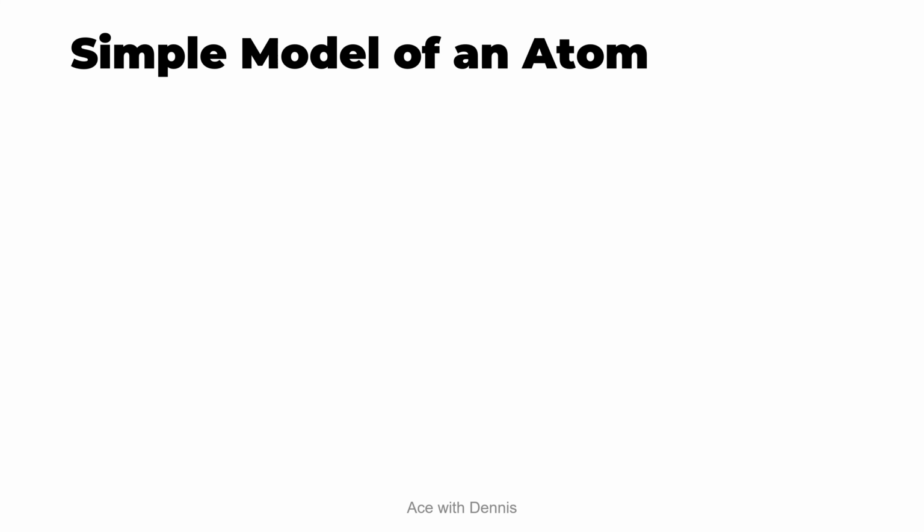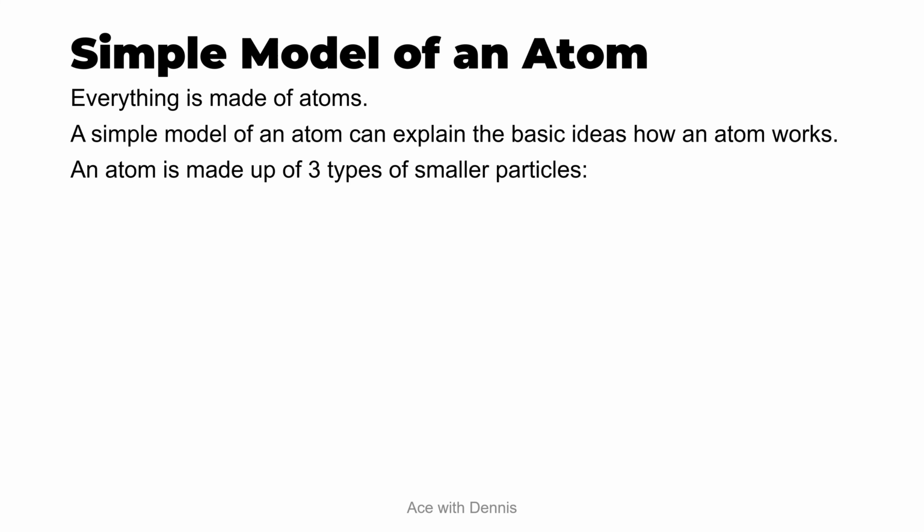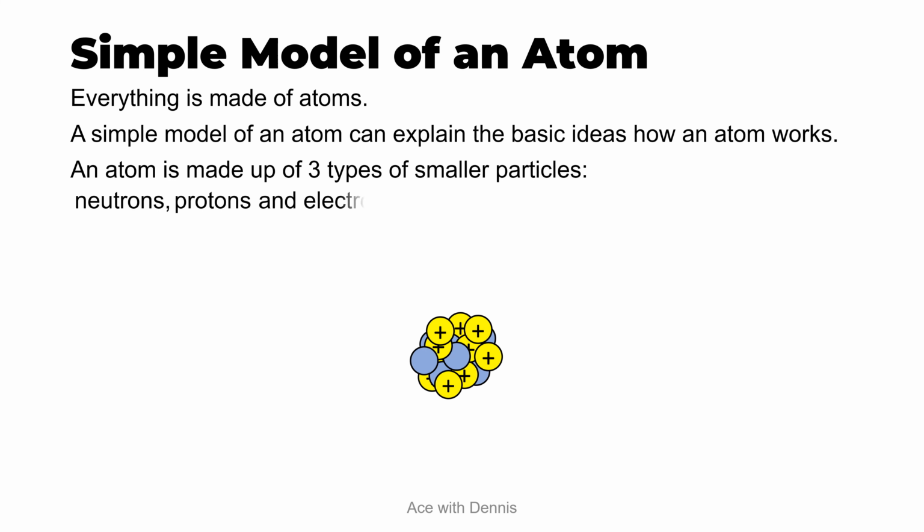Let's begin the lesson with a simple model of an atom. We should know that everything is made of atoms. A simple model of an atom can explain the basic ideas of how an atom works. An atom is made out of three types of smaller particles, which are neutrons, protons, and electrons.